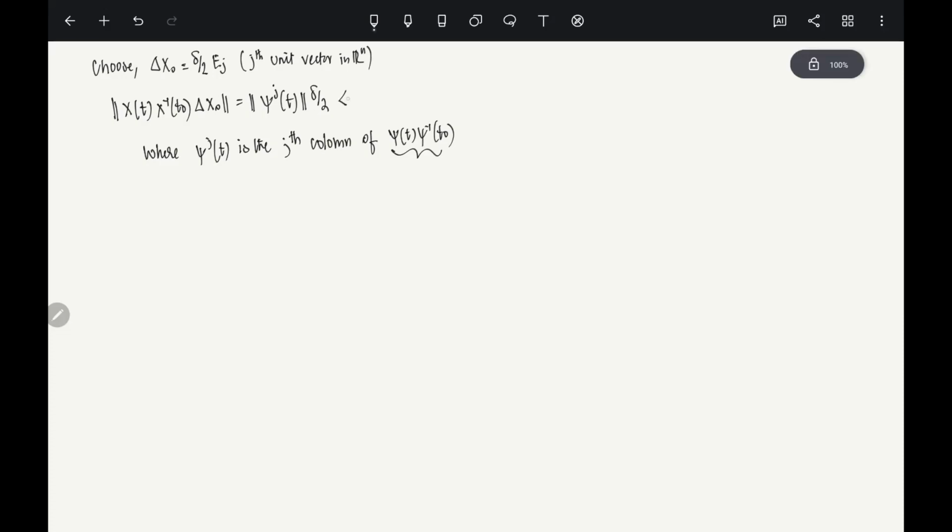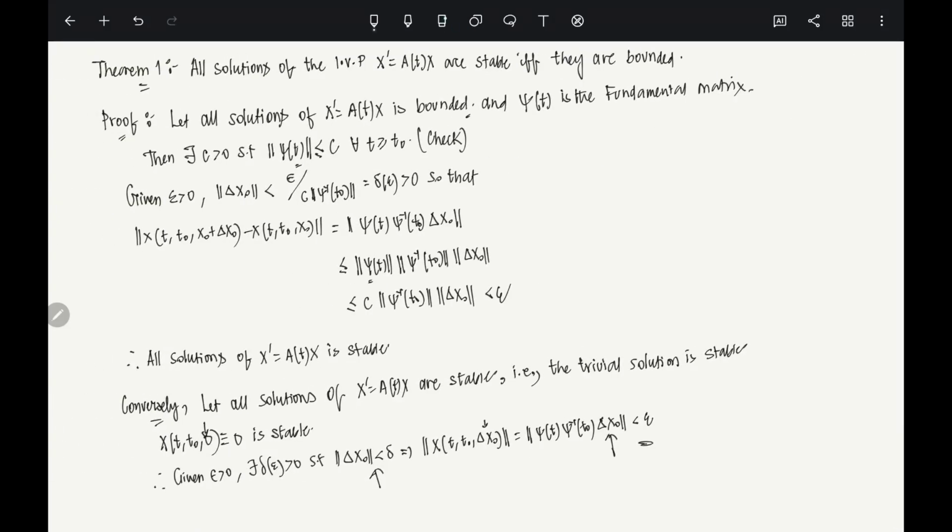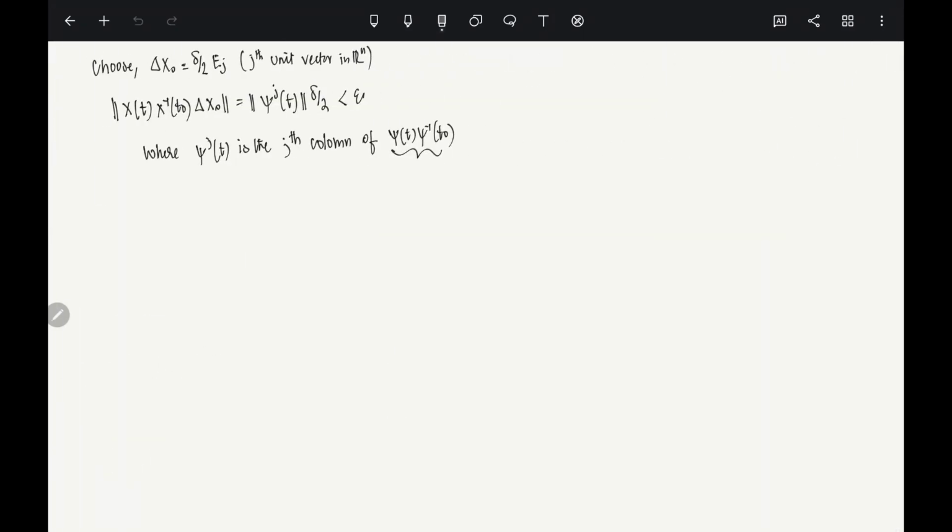Now you see, this is less than epsilon. That is given to us, so we are just writing this part like this. We are choosing a particular vector delta x naught such that this is happening. So we have this epsilon. Clear?